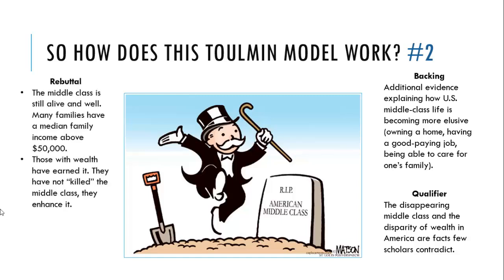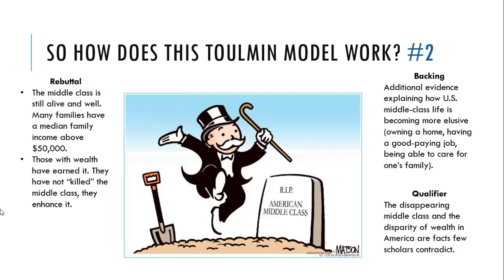And then the rebuttal, again, this is really showing what might be some rebuttals to Matson's political cartoon. The rebuttal might be that the middle class is doing just fine, thank you very much, and that there are many families that have a median family income above $50,000. And you'd want to have research that obviously supports that rebuttal. Another rebuttal might be that those with wealth have earned it. They haven't killed the middle class, they enhance it. They provide jobs. They are the ones that help boost the economy. So there are lots of different rebuttals that you could potentially brainstorm for this model.